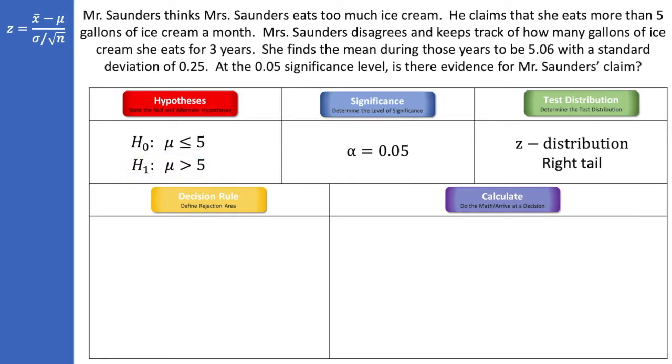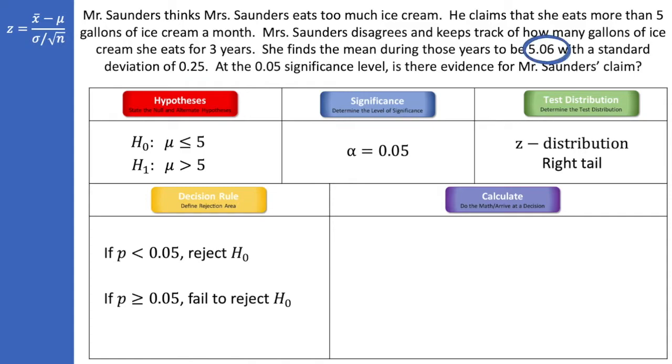Next up is the decision rule. We're going to use p-values. If p is less than or equal to 0.05, we'll reject the null. If p is greater than or equal to 0.05, we'll fail to reject the null. So now we'll go back and look at the problem and see what information we have. We have a sample mean of 5.06, population mean of 5, standard deviation of 0.25, and the sample size is hiding right here. I'll show you how that works in just a minute.